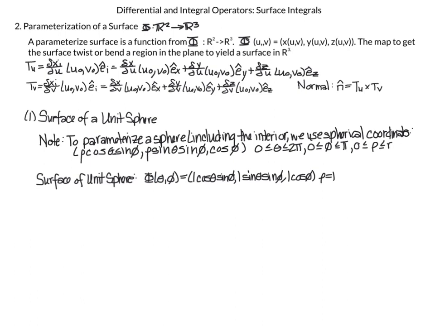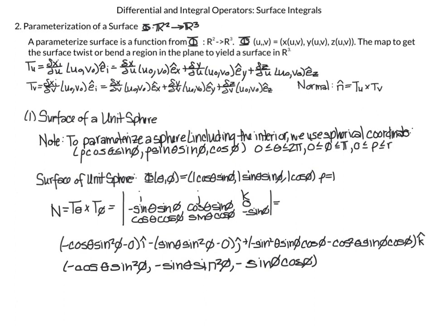This is phi of theta, phi is equal to 1 cosine theta sine phi, 1 sine theta sine phi, and 1 cosine phi. And again, rho is held constant because you don't want the interior, so you're not letting the radius go from 0 to r. You're holding rho constant at 1, so you only get the surface of the sphere.